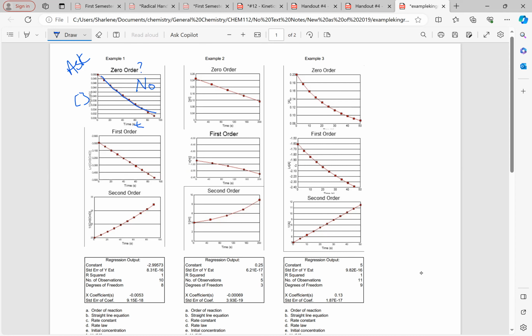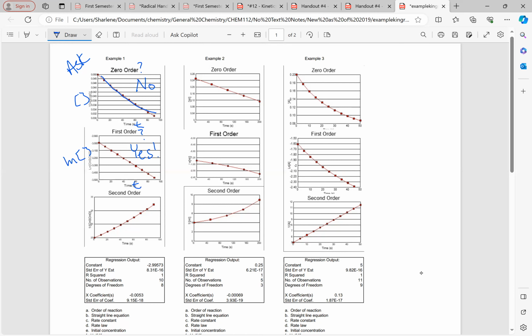And so I graphed the natural log of concentration versus time. And so what am I asking it? Are you first order? And it's linear, so the answer is yes. Now, technically, I don't have to go on. I already know that it's first order, but I like to always check, because maybe there's a curve there and I just didn't notice.